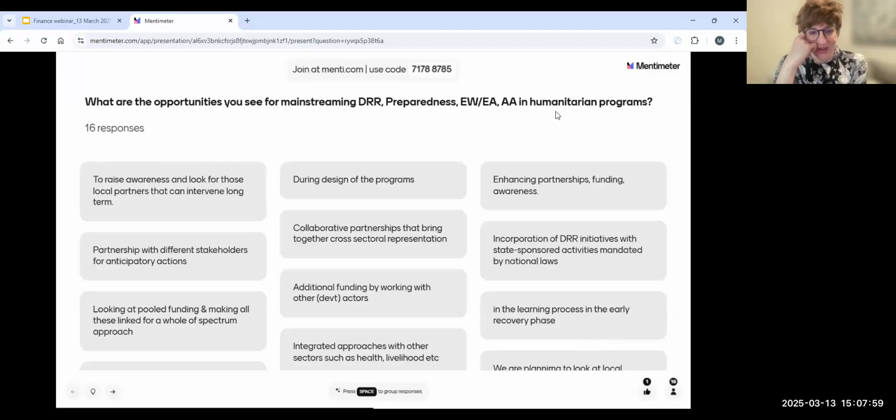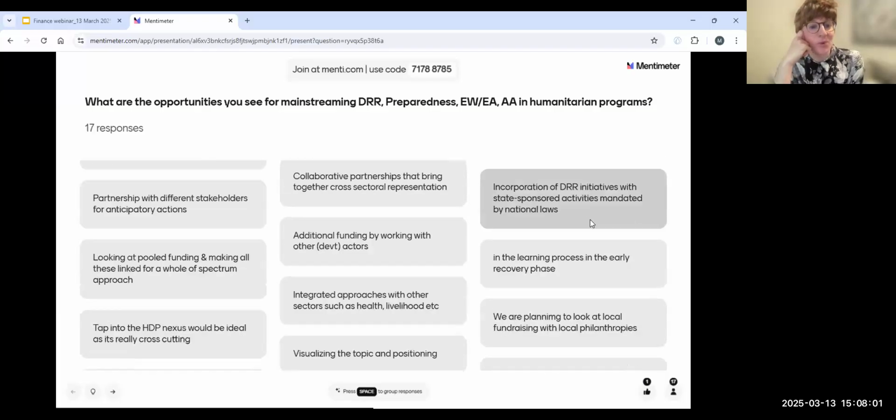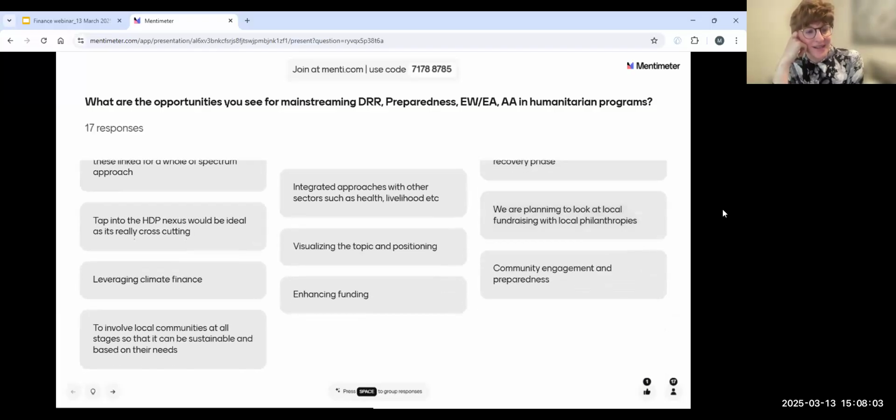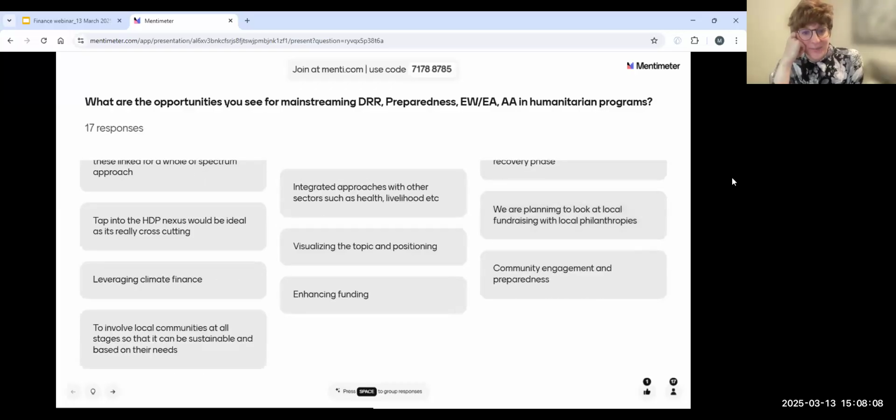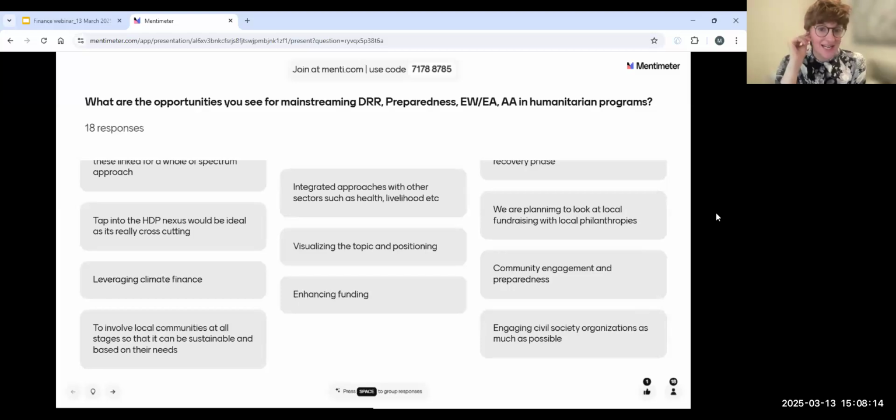Mary, if you can scroll down, we can see some more looking at pooled funding. Yeah, that's very interesting. Leveraging climate finance. We heard some from Nick today on ways to do that, and it sounded really exciting, the possibilities there, especially on the national level. Community engagement and preparedness. There are some great responses coming in here, and in a moment we're going to hear as well from two speakers who will just share brief interventions on this.